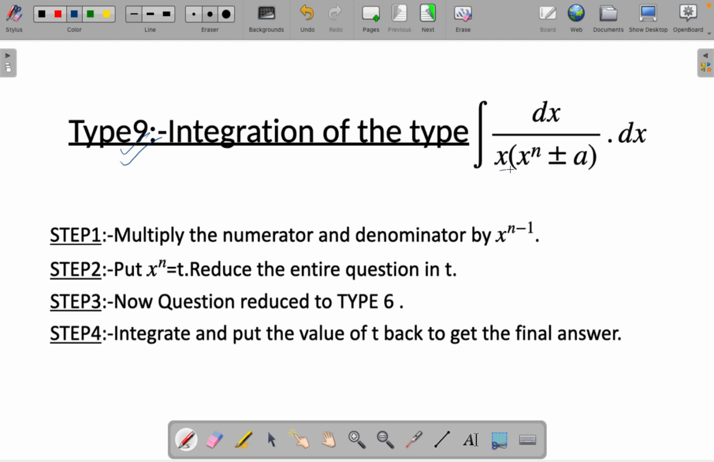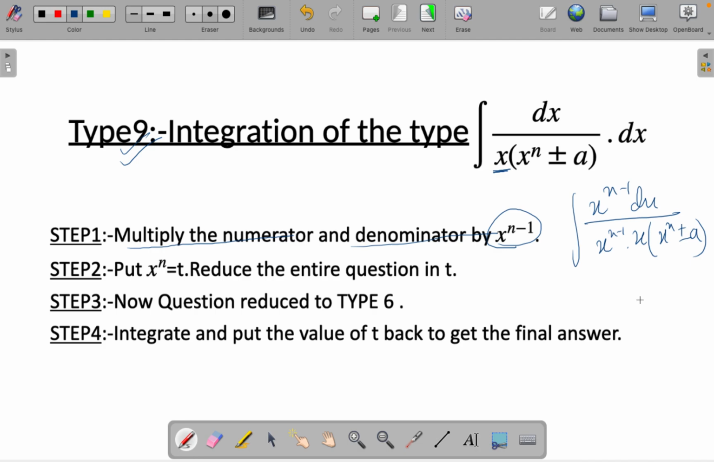There will be one x term in the denominator and there will be a factor of the other, that is x to the power n plus minus a. Okay, this can be plus also, minus also. Now, what is the first step to do this kind of integration? You will multiply numerator as well as denominator by x to the power n minus 1, such that your question will become x to the power n minus 1 dx upon x to the power n minus 1 into x. Right, children? And the factor remains as it is.